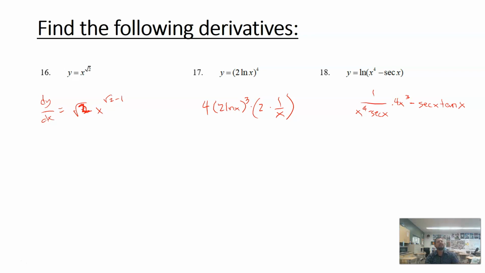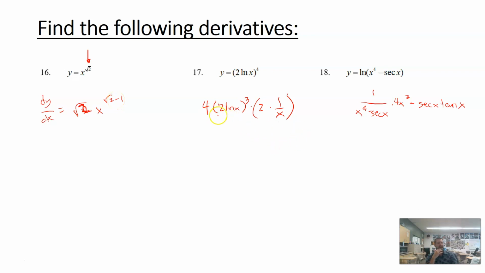On number 16, and this doesn't happen very often on the AP test, but we need to realize that the square root of 2 is just a number. Since that is just a number, I treat that like the power rule. I bring the square root of 2 down in front, even though it looks weird. Then I multiply by x to the square root of 2 minus 1. And that's all I do on that problem.